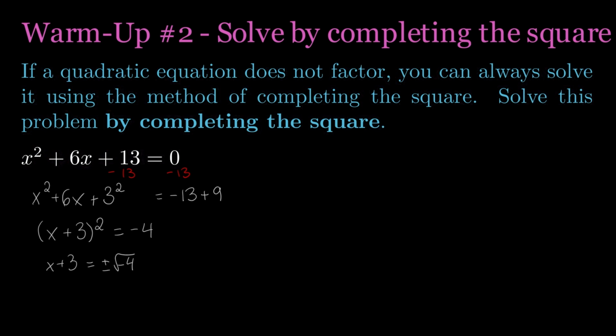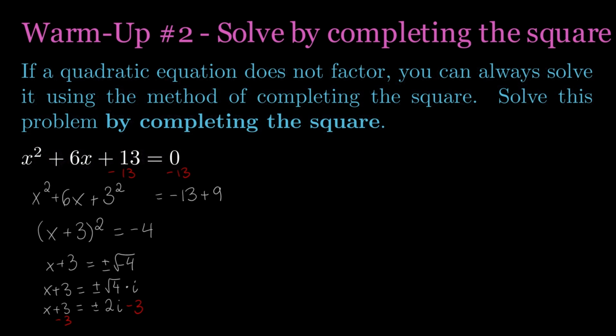Now we should remember that when we see the square root of a negative number, the first thing we do is to rewrite it using i as a complex number. So we have x plus 3 equals plus or minus the square root of 4 times i. And of course the square root of 4 is 2, so it's really x plus 3 equals plus or minus 2i. To finish solving for x, we subtract 3 from both sides.